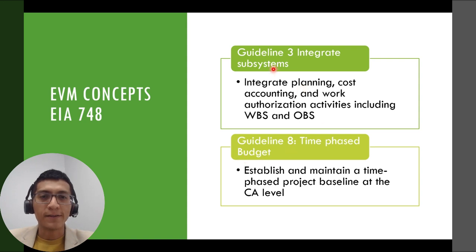What do these guidelines tell us? Guideline number three talks about integrated subsystems. It promotes that we should integrate planning, cost accounting, and work authorization activities, including WBS and OBS. And guideline number eight says we should have a time-phased budget: establish and maintain a time-phased project baseline at the contract account level. These two principles are really important in the early stage when we're trying to launch or set up earned value.